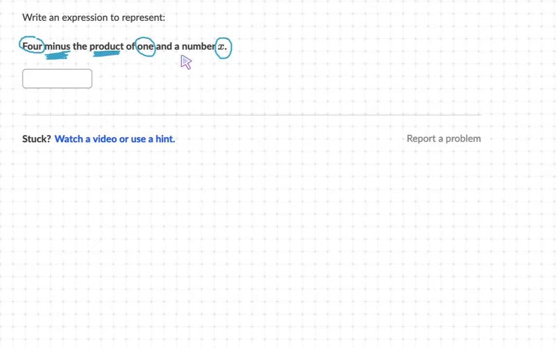So, 4 minus the product of 1 and a number x. Minus tells you subtract, product tells you multiply. So 4 minus the product means to multiply, the product of 1 and x.